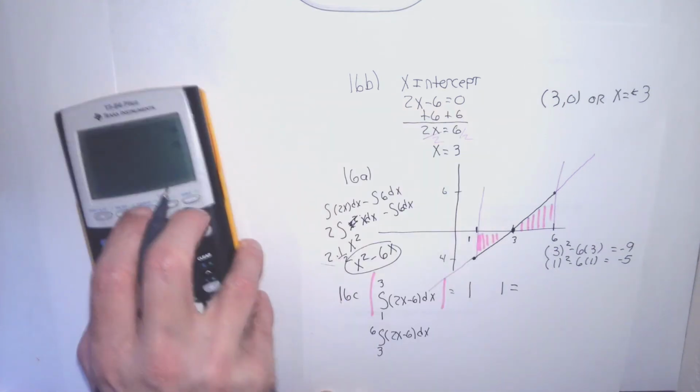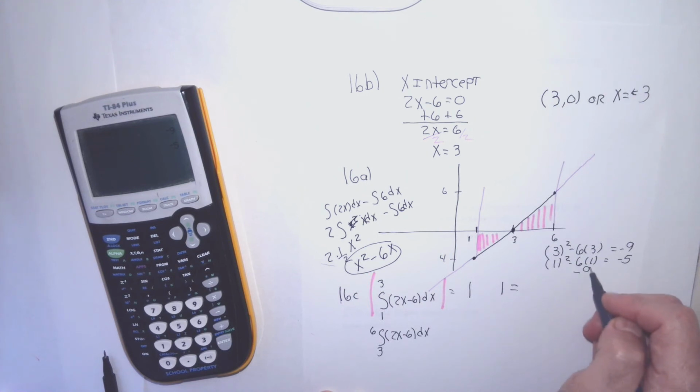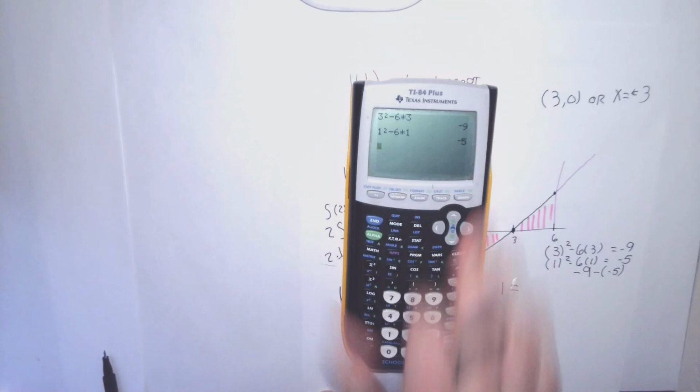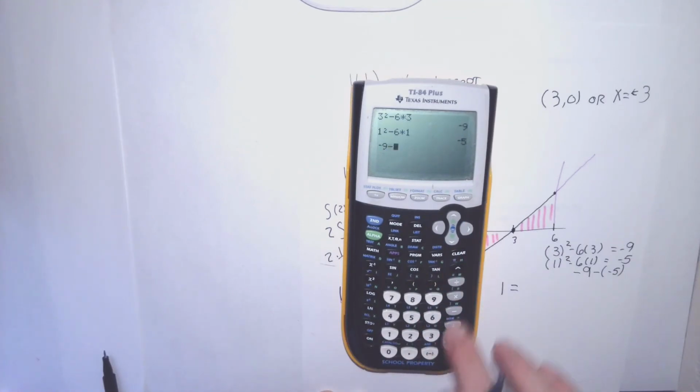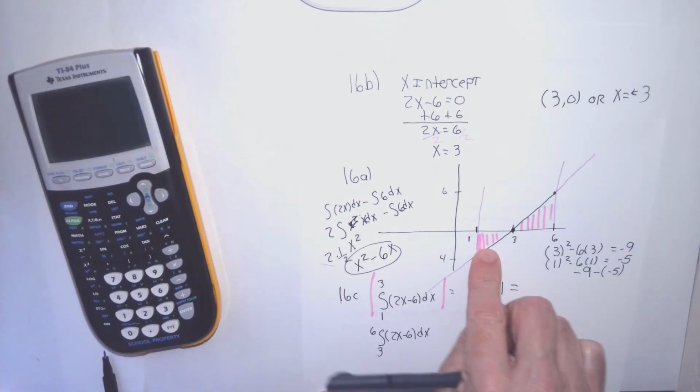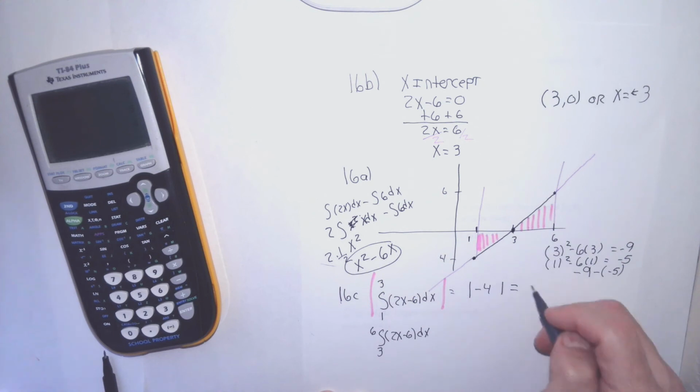And now I'm going to subtract these results. I'm going to get negative 9 minus negative 5, and negative 9 minus negative 5 is negative 4. So the integral would come out to be negative 4 for that triangle. I need to make the area positive, change it to a positive 4. That's one of the integrals.